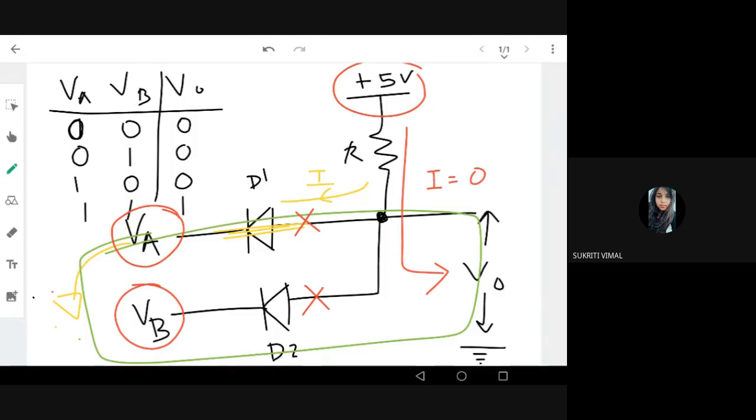But whenever VA or VB is low, there will be current flow through the diodes and my output will be 0 whenever there is current flow. When both VA and VB are high, there is no current flow and my output is high. In all other cases, if any diode is on, my output is low. So this is called an AND gate using diodes.